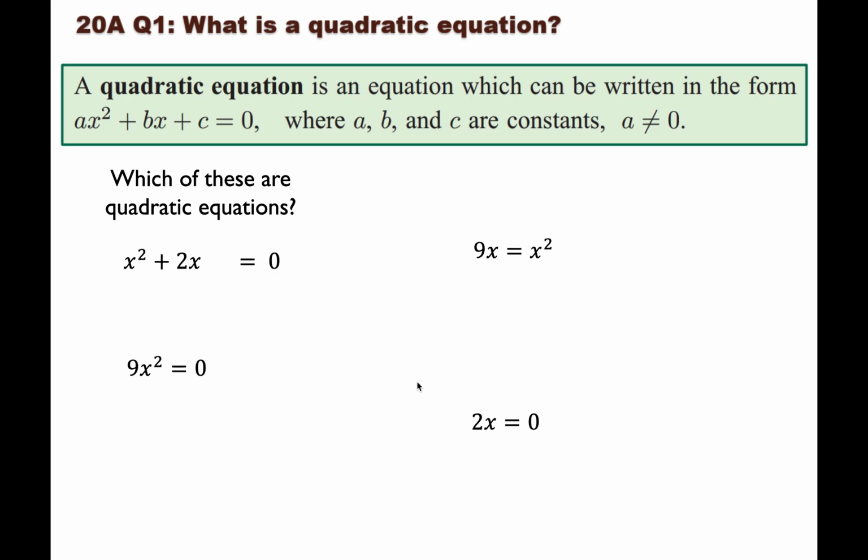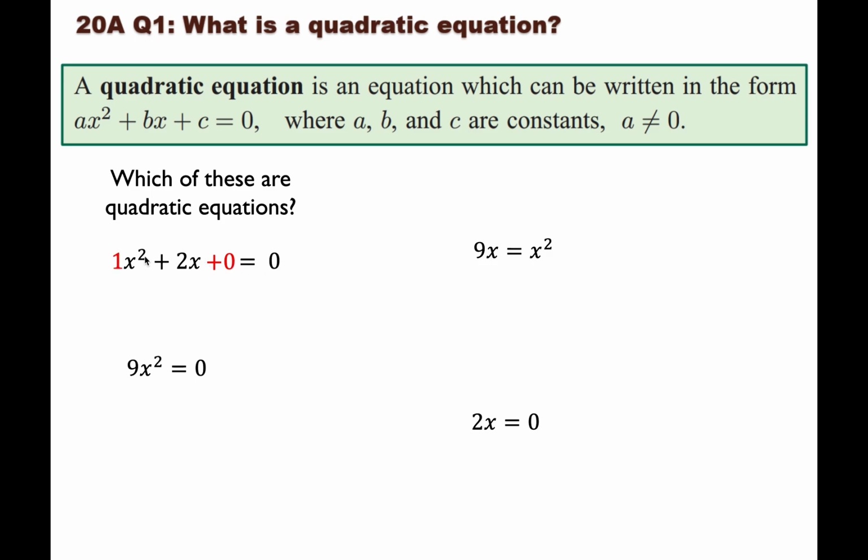Which of these are quadratic equations? Well, let's try it. This here, can we write it in this format? Well, we've got something x squared, we've got something times x, so that's good. Plus something, well, that something can just be 0. This equation is exactly the same as this one. I've just added 0, and that doesn't change it at all. It just makes it look different.